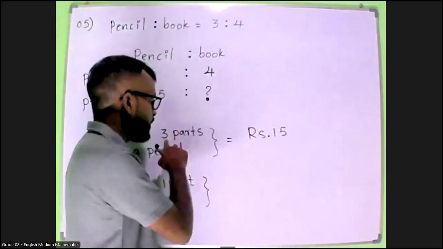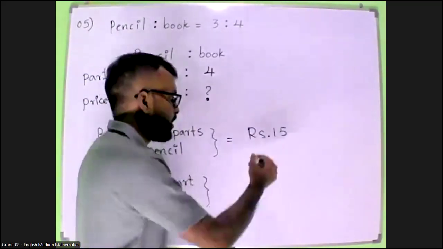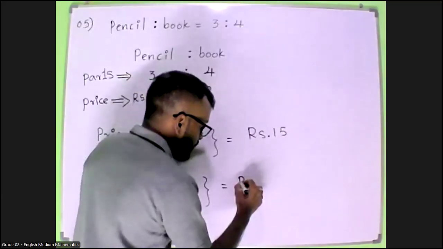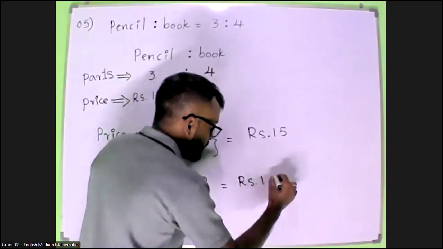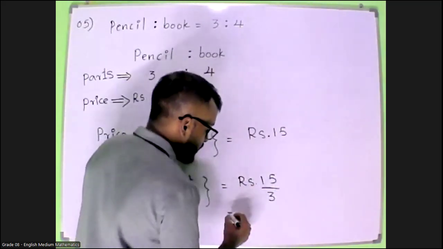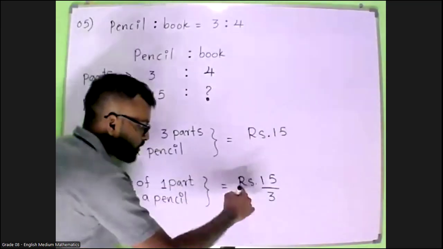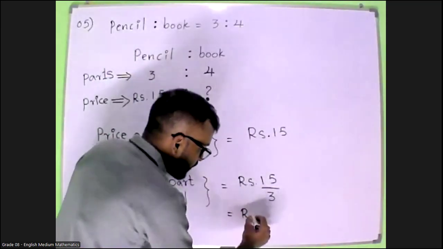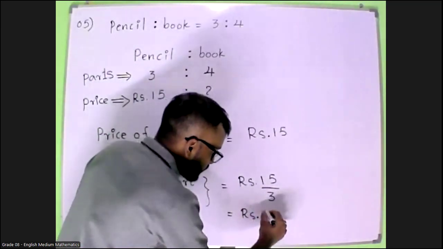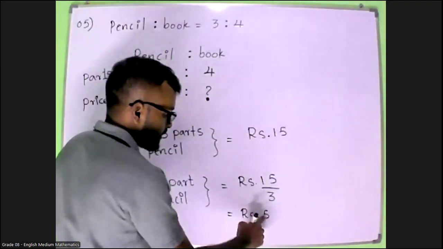3 parts are 15 rupees. How do you find 1 part? 15 rupees divided by 3. So what is the price of 1 part then? 5 rupees. So this is not the answer yet.